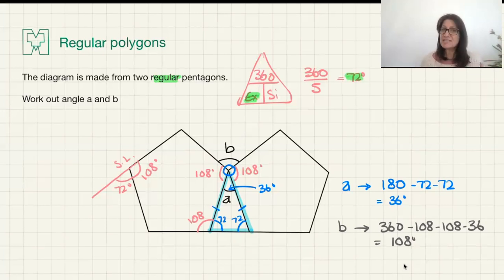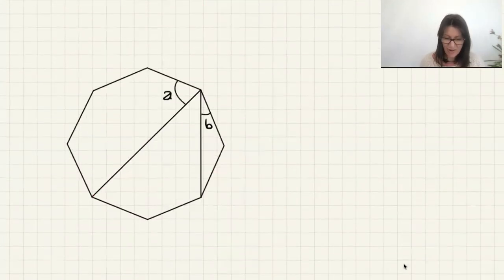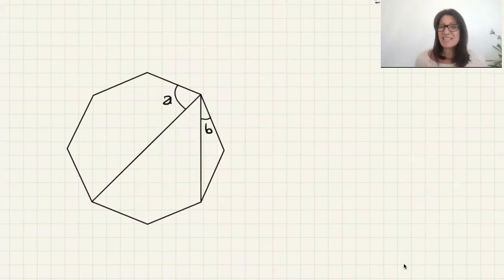Okay, if you wanted to stay with me and have a look at this one here, you're very welcome. Otherwise, that is pretty much it for information on how to do missing angles in regular polygons. Now, if you're sticking with me and you want to give this a go first, hit pause and then press play when you're ready.